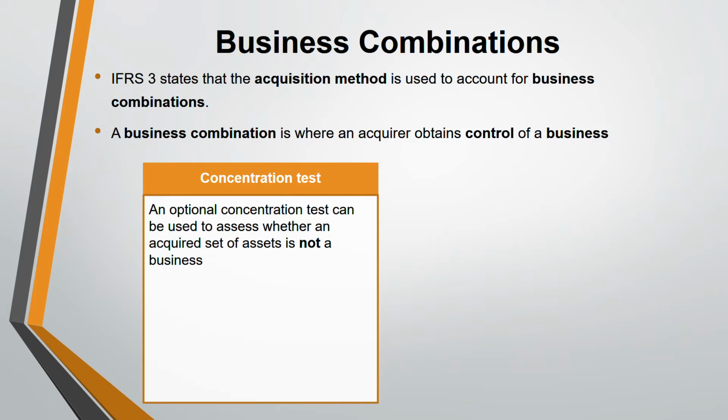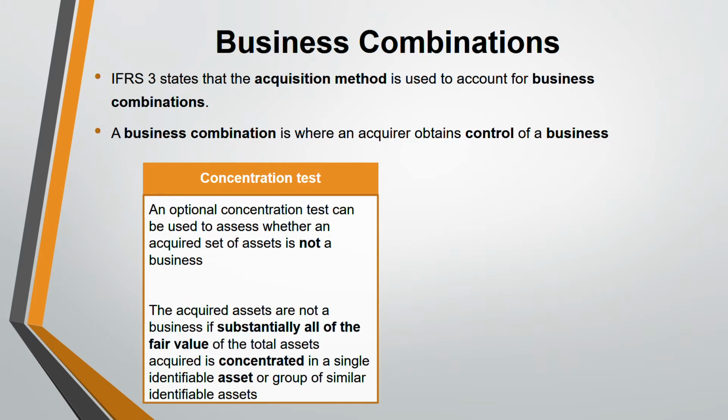So an optional concentration test can be used to assess whether an acquired set of assets is not a business. To find not a business, you have to do a test. Number one, first. How do you know whether the assets you have acquired are not a business? You're understanding? It's not a business, it's an asset. How will you know it? If substantially all of the fair value of the total assets acquired is concentrated in a single identifiable asset or a group of similar identifiable assets.